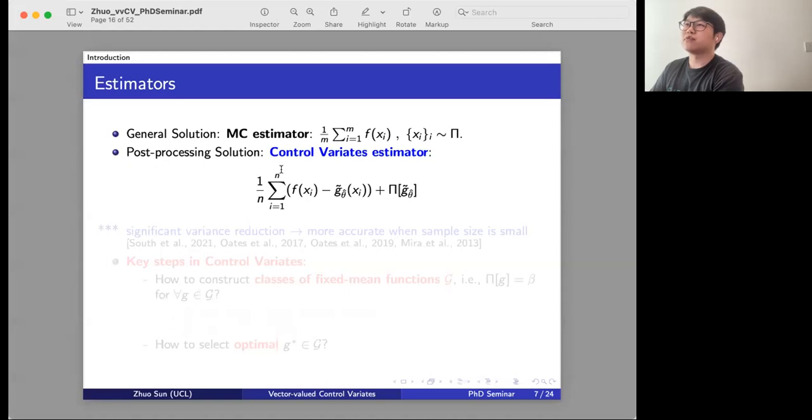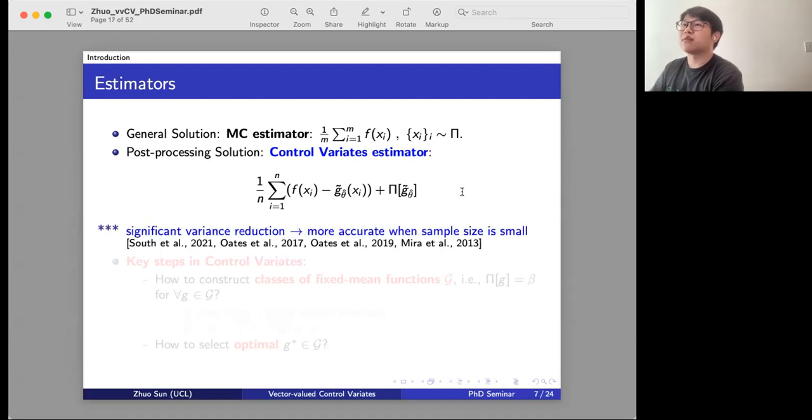Luckily, we have a post-processing solution called the control variate estimator. It has this form. Basically, we need to subtract tilde g from the integrand f, and then we take this average. Because we subtract some function here, we need to add back its expectation. This tilde g is called the control variate in the literature. To make this a valid estimator, we need to make sure this expectation is tractable. That's one of the key points of control variates.